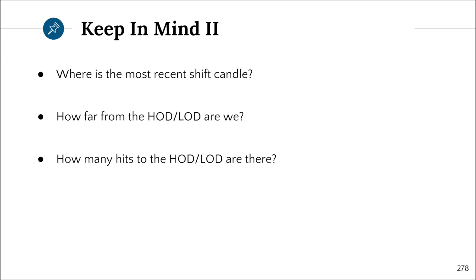Also take note of how far you are from the high of day or low of day. And have there been multiple hits to the high of day or low of day price level? Because if there have been multiple attempts to break that structure level, you might want to take that as an indicator to say, hey, this might be something that I don't want to get involved in until that level is broken. Let me wait a few minutes and see what goes on here. Let's see if we can break the level first.